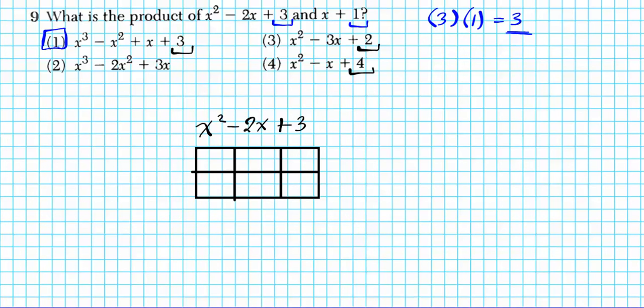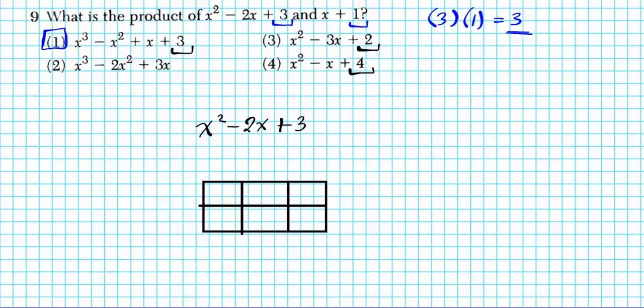Let me rewrite it so you can clearly see what we're doing here. So we're going to have this one separated: this is the x squared column, this is negative 2x, and this is positive 3. We're multiplying by x plus 1, so you put an x here and a 1 here, and then you just multiply. x times x squared is x to the third. Remember, when you're multiplying, you add the exponents, okay? So there's a 1 here, you just add it with the 2. x times negative 2x is negative 2x squared. x times 3 is 3x.